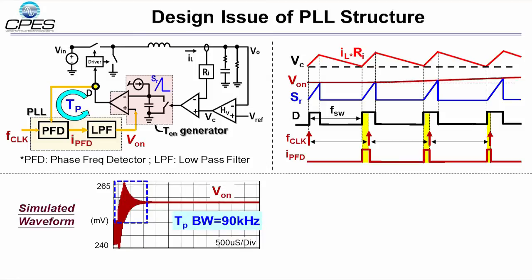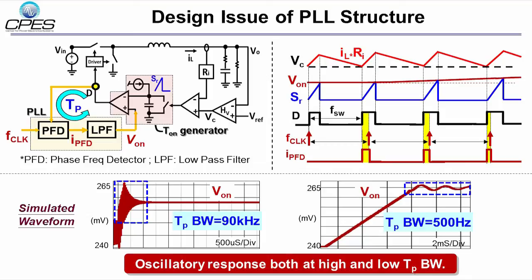Let's take a look at the actual V-on waveform in simulation. It shows an oscillatory response both at a high TP bandwidth design like 90 kHz, and at a very low bandwidth design like 500 Hz. This result indicates a potential stability problem of the PLL loop for constant on-time control. Unfortunately, there's no model to figure it out.